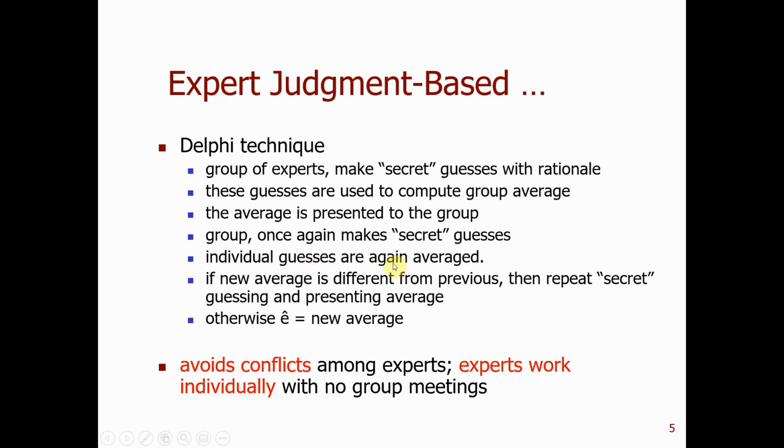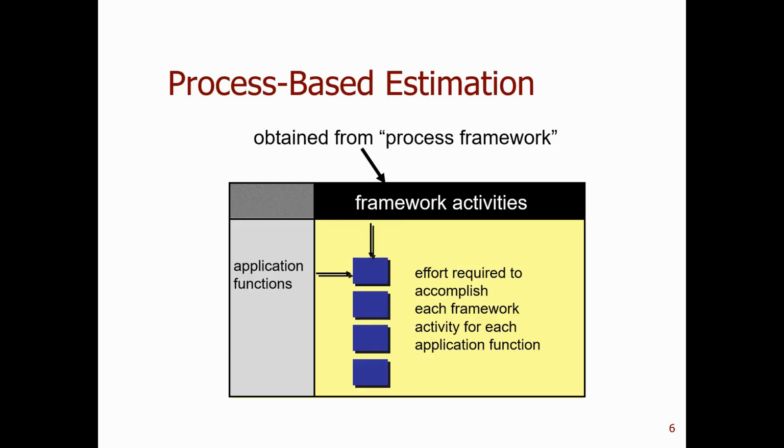Individual guesses are again averaged. If this new average and the previous average are the same, then we use this average. If it's not the same, we go back to do the secret guesses again. So this is recursive until everyone comes to an agreement. This Delphi technique is widely used, expert judgment based.